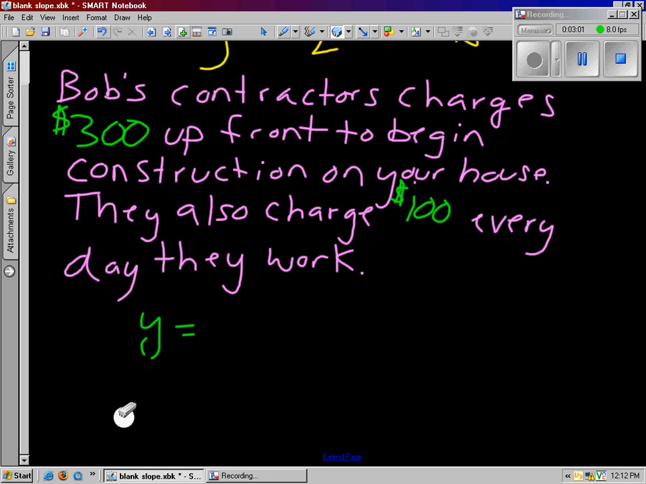Okay, my y and my x are still going to represent the exact same thing. The only thing that changes is the relationship between them, those other numbers in the equation. So my x is my days. How much money for every day? $100. So 100x. Up front, a one-time charge is $300. That's it. That's all there is to writing an equation. It's pretty straightforward. You figure out what's being multiplied by your x, by your time, how much every day, week, or hour, and then the one-time charge just gets tacked on at the end.